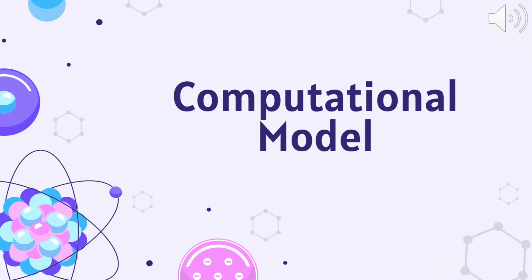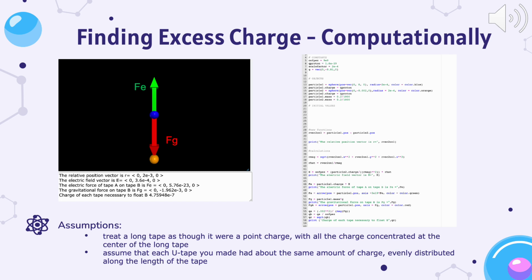Now let's look at a computational model. First, we had to make the assumption that we needed to treat the tape as if it were a point charge with all the charge concentrated at the center of the long tape. From this, I created two point charges and found the gravitational force on point charge B, or the blue charge, and the electric force from the orange particle on the blue particle. We can see that they are equal and opposite in magnitude. However, we can now calculate the excess charge from the electric force.